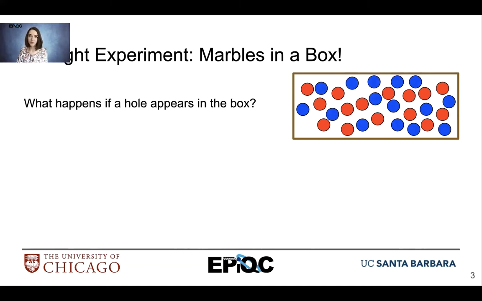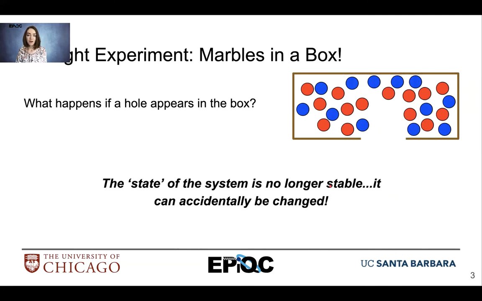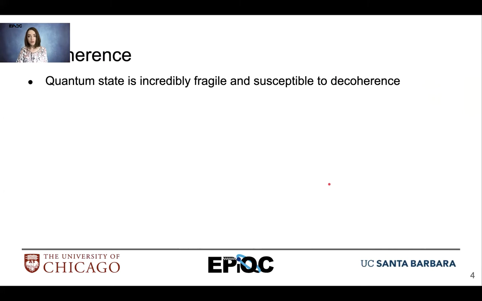What happens, however, when a hole appears in the box? Well, we could lose some of the marbles, and that will cause the likelihood of observing one or the other to change. So the state of the system is no longer stable in this case, because some of the marbles could fall out. It could accidentally be changed. So this brings us to an important concept in quantum computing, decoherence.